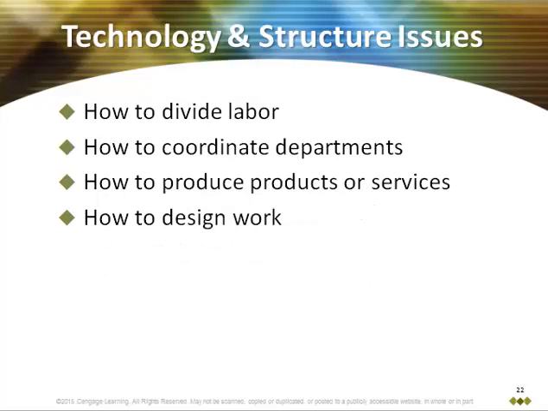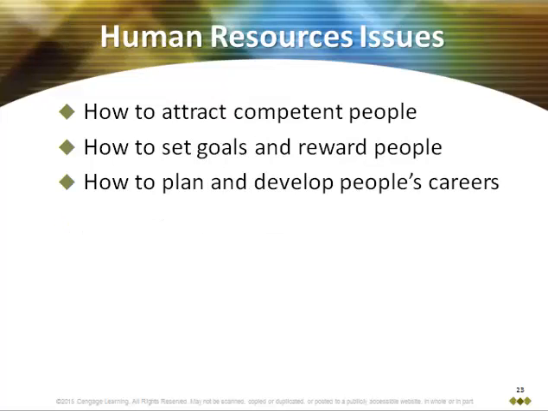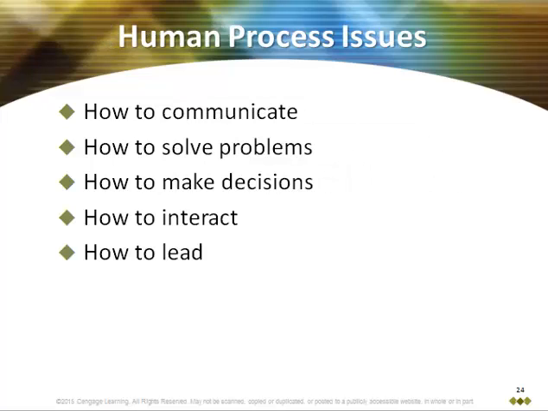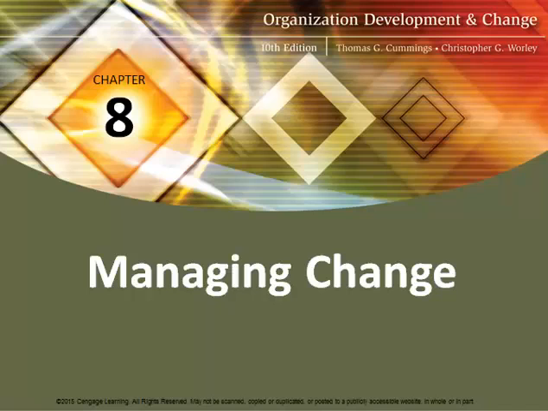Here are some technology and structural issues that you as an OD person might be curious about. How are they dividing labor at BlackBerry? How are they coordinating departments between each other? How are they producing their products and services? And how are they designing work? And you might come and say, well, maybe BlackBerry has some human resource issues. Are they attracting competent people? Are they setting goals and rewarding people that work at BlackBerry? And how are they developing and planning these people's careers, especially in a failing organization? And then human process issues: how well do they communicate? How do they solve problems? How do they make decisions? How do they interact? And of course, how do they lead?